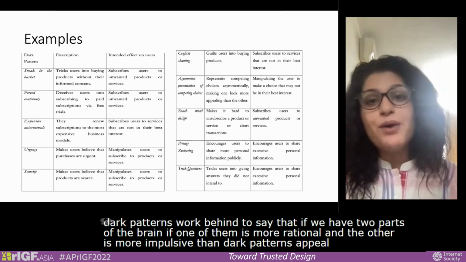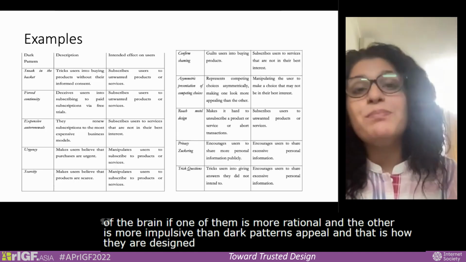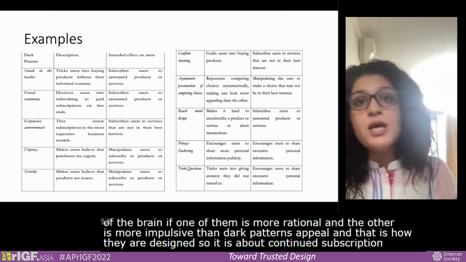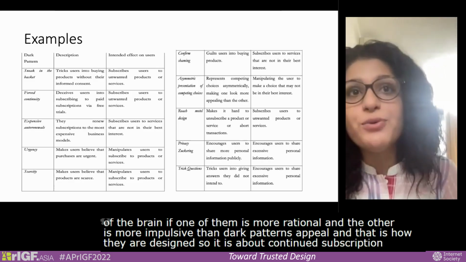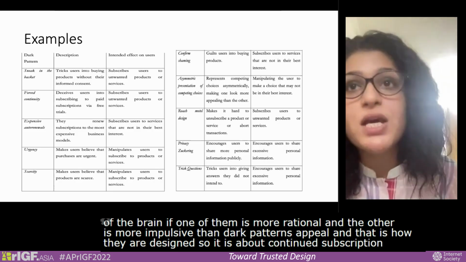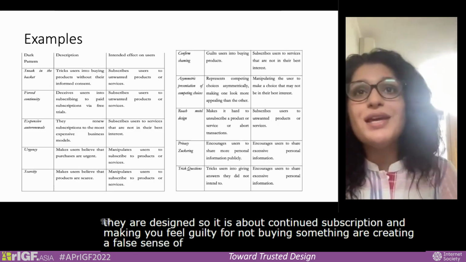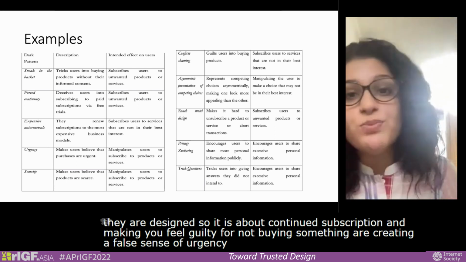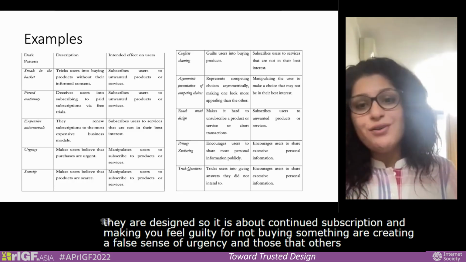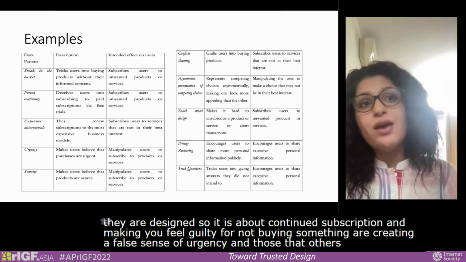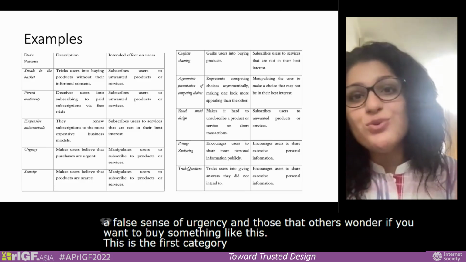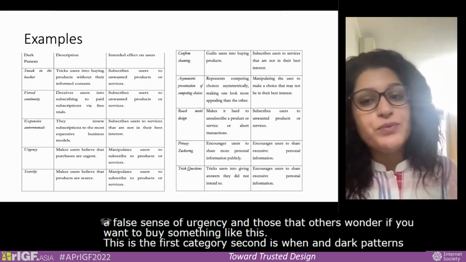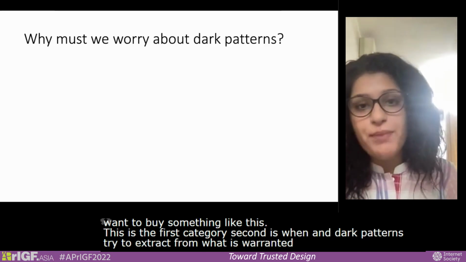So really, it'll be about continued subscription. It would be about embarrassing you into buying something. It would be about making you feel guilty for not buying something, or creating a false sense of urgency by saying, hey, we only have 2 more left in our stock, or creating a social proof around it, that others in your region, others in your demographics are buying it. Would you want to buy something like this? So this is the first category. The second category is, of course, where dark patterns try to extract more personal information from you than what is warranted. And so that's really the two kinds of dark patterns.